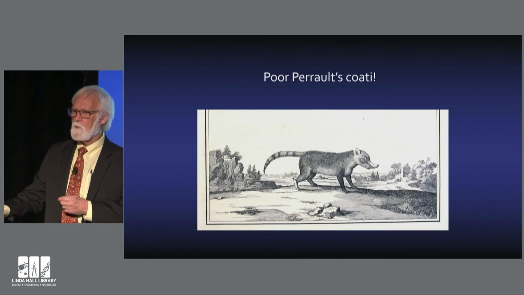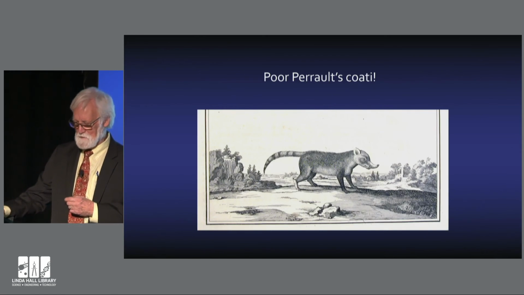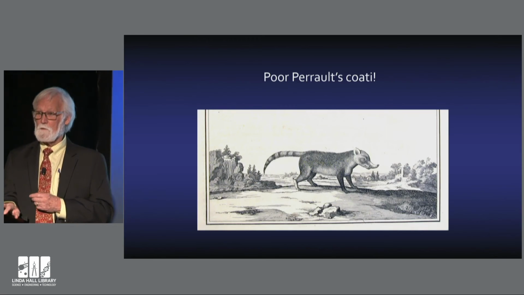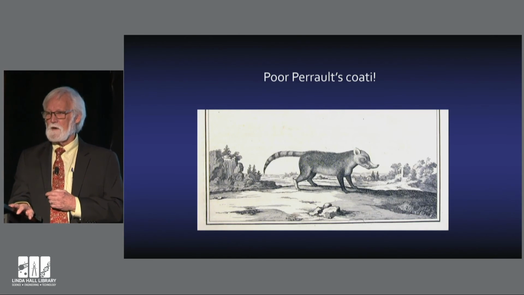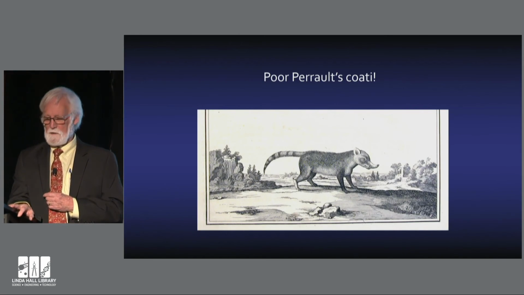So poor Perrault's coati, he makes such a smash in 1672, and he has to wait for over 130 years to really find any offspring, which is too bad. That's it. Thank you very much.